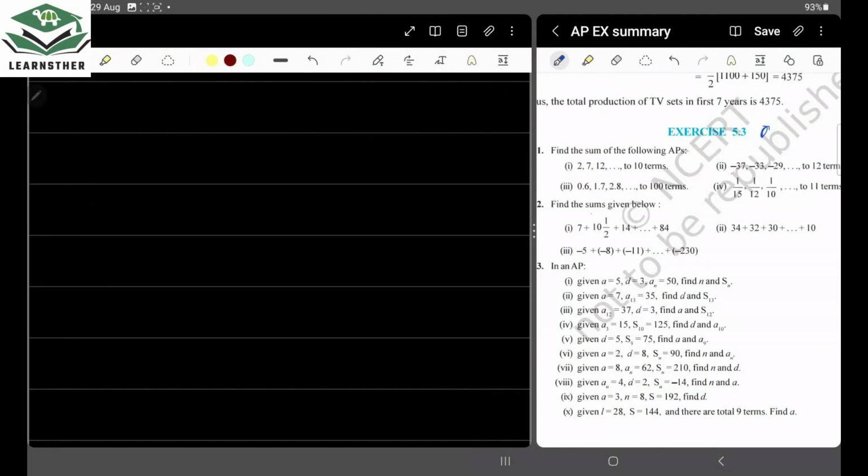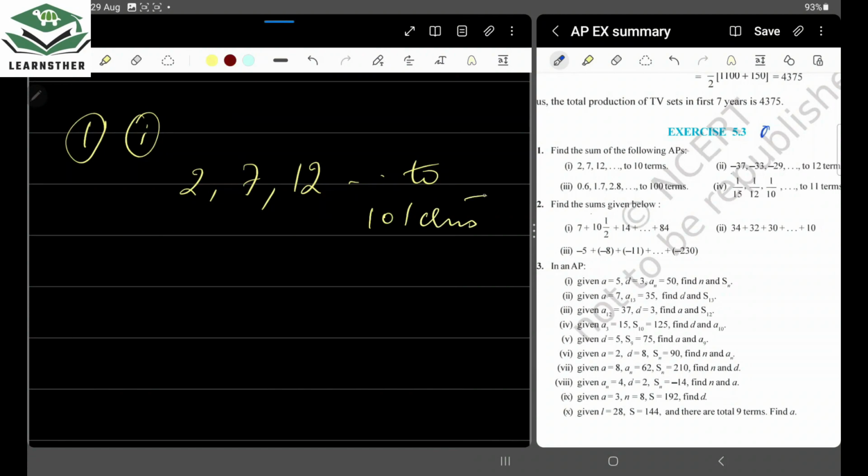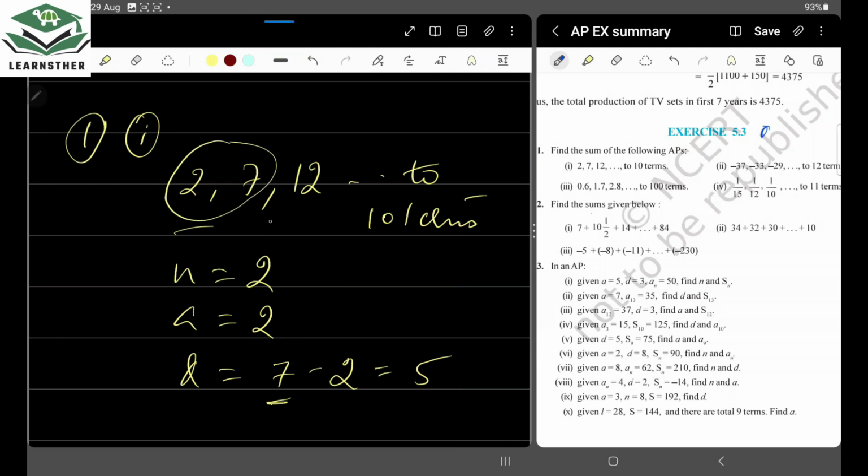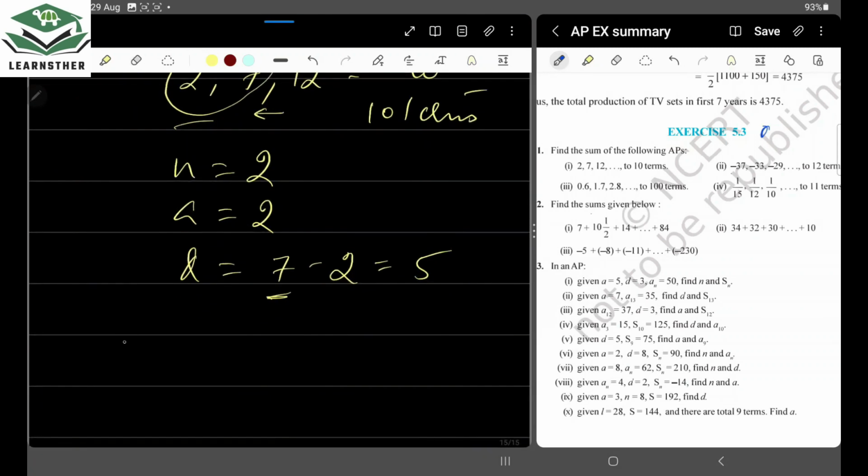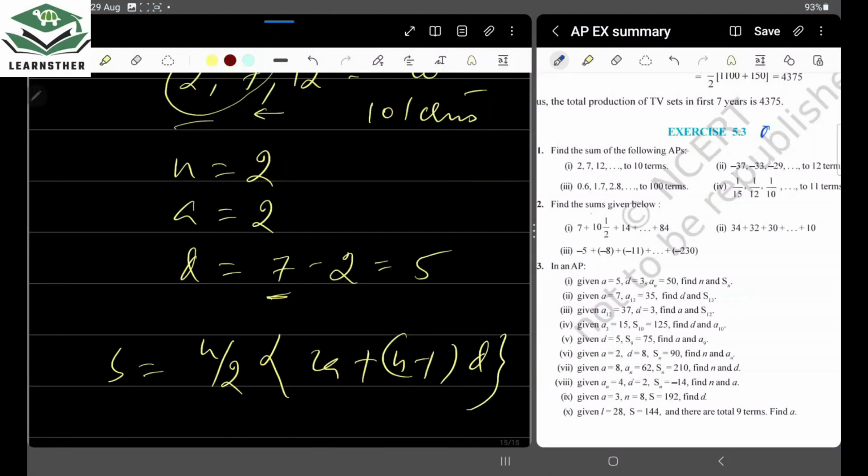Find the sum of the following APs. It is written like this: 2, 7, 12 to 10 terms. You have to find the sum up to 10 terms. For this, n is 10, a is 2, common difference is 7 minus 2, which is 5. This is already in AP, so we need not worry. We just subtract 2 consecutive terms, the previous term from the next term. So our formula is S equals n by 2 into (2a plus (n minus 1) into d).